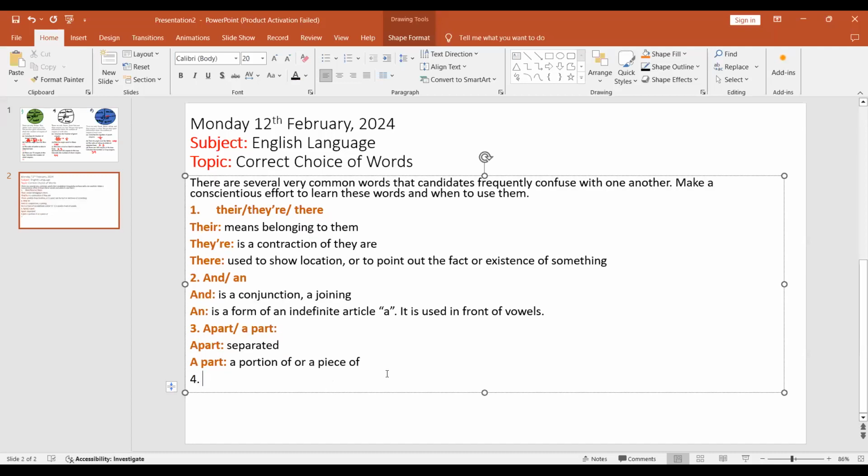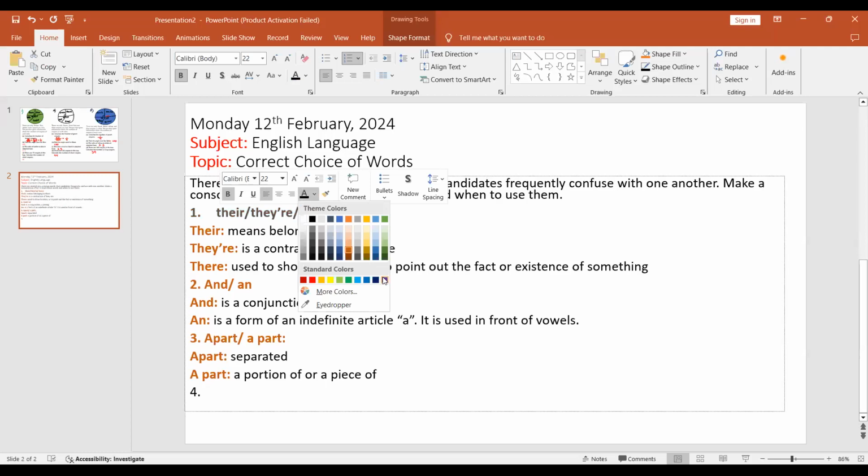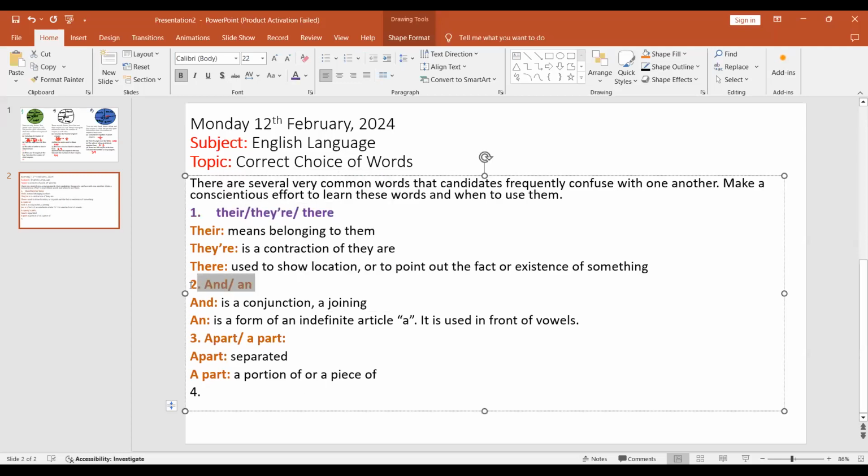Number 4. How about... these are confusing. Let me put the colors on this so we can have colors, just to make it clearer for us. All right, make sure you're writing this down. Then take a picture of your work and send it to me via WhatsApp once we're finished with the grade exercise.